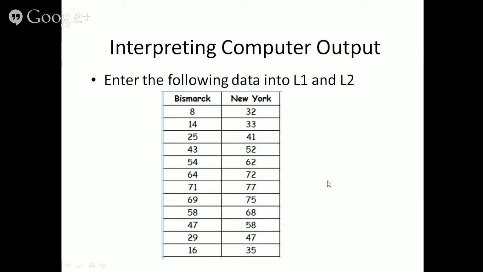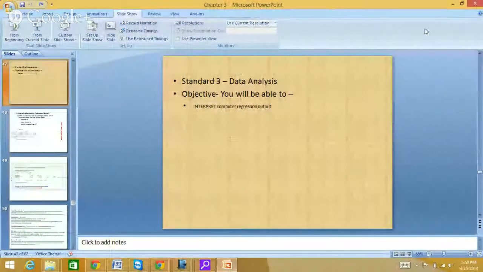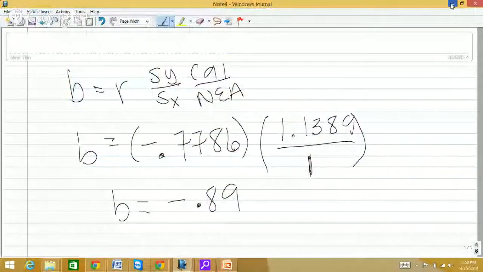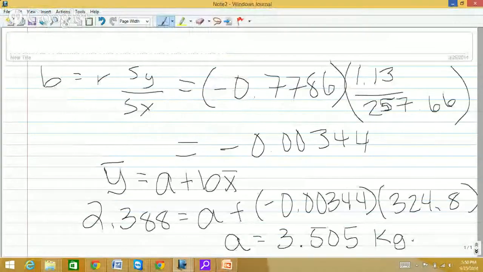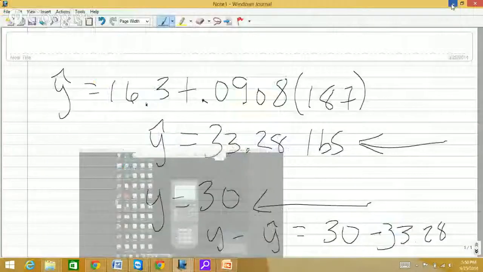Okay, so that is all we're going to do today. We are going to go ahead and look at computer output when I'm back on Tuesday. So you are going to do tonight's homework. I have left that for your teacher.